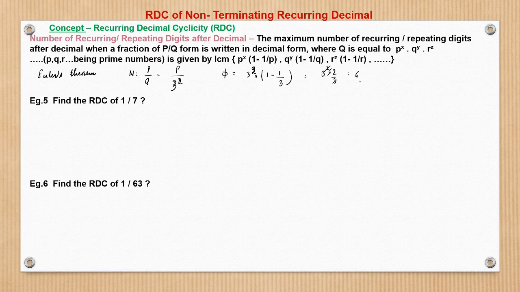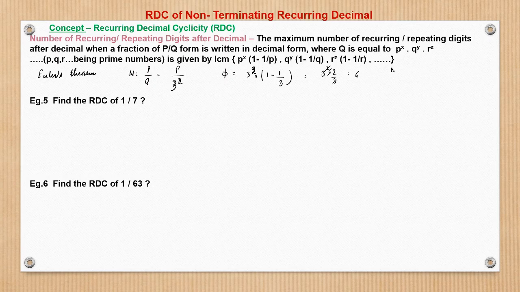So this gives the maximum cyclicity, that is, the maximum number of recurring digits after the decimal. Since it is recurring, it will go on to infinity, but the pattern, the cyclicity, will be at most 6. It may be even lower than that. It may be a factor of 6, say 1, 2, 3, or 6, but it will certainly not be more than 6. This is given by Euler's theorem.